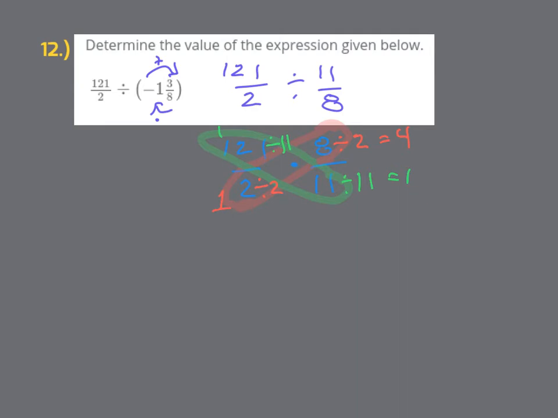So when I rewrite these, this is going to look all sorts of strange, but it's okay because it is correct. I need to pay attention and make sure I pull all the correct numbers down. I've got 1 over 1 times 4 over 1.